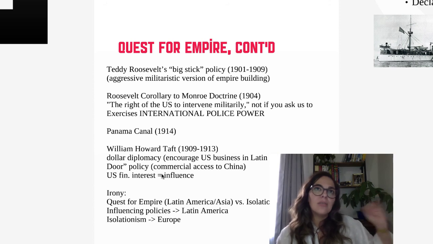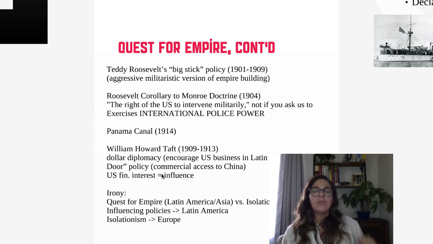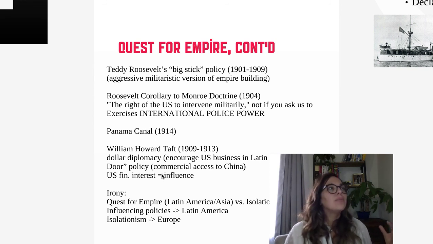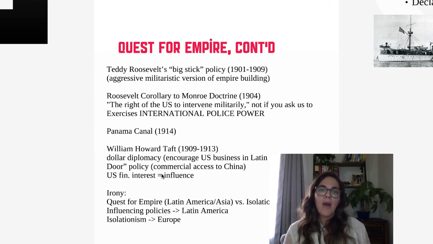With Roosevelt, it was all about the big stick, right? Very aggressive, militaristic version of isolationism and empire building. But with Taft, his foreign policy is known as dollar diplomacy. Okay? Taft is somebody that was a better ex-president than a president.